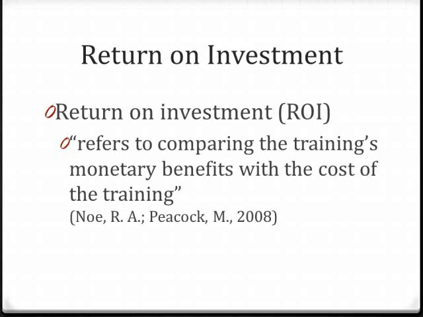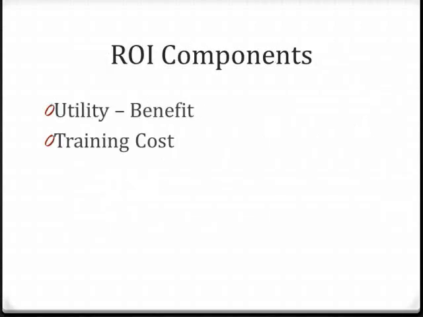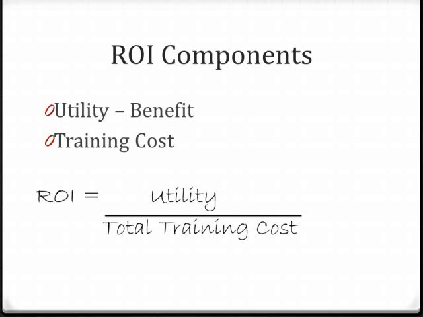Return on investment refers to comparing the training's monetary benefits with the cost of the training. ROI calculations include two components, the utility and the training cost. Utility is basically the benefit of the training program. To calculate ROI, you divide utility by the total training cost.